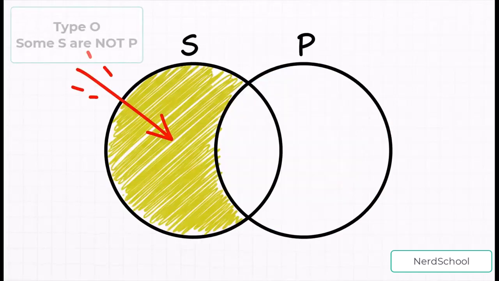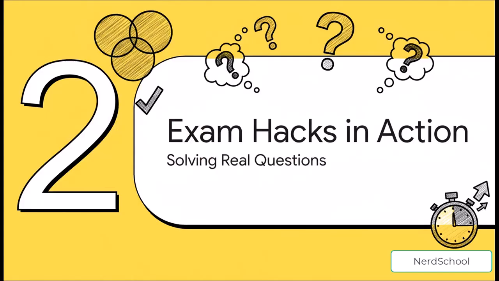And finally, there's type O, some S are not P. For example, some animals are not mammals. You know, we don't usually draw this one when we're setting up the problem, but it pops up all the time in the conclusions you have to check, simply talking about the part of the S circle that is outside of the P circle. Okay, enough with the theory.